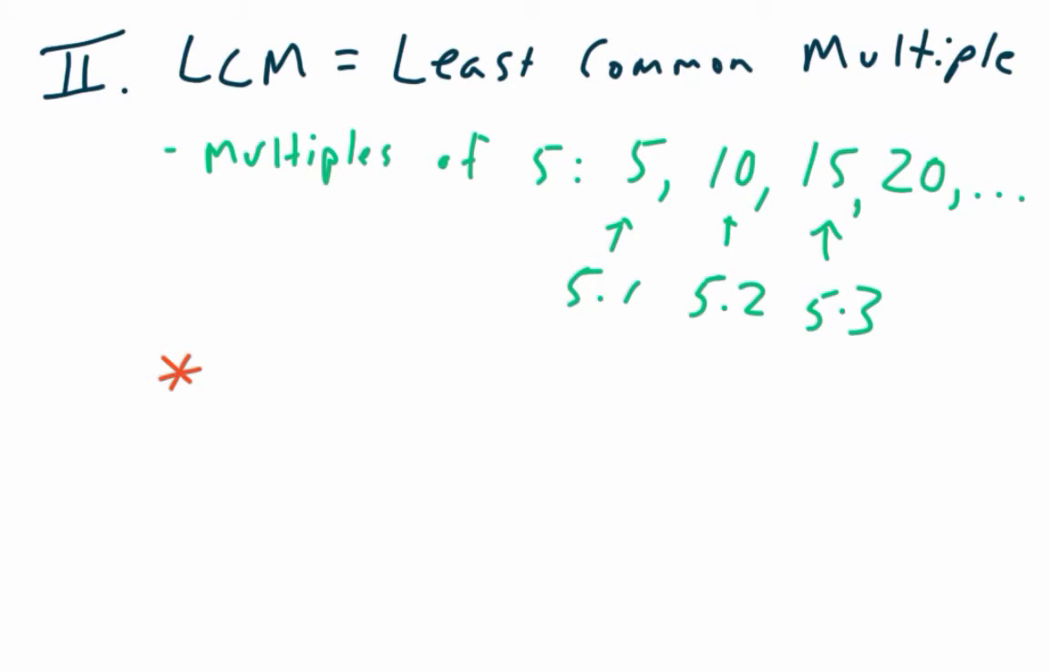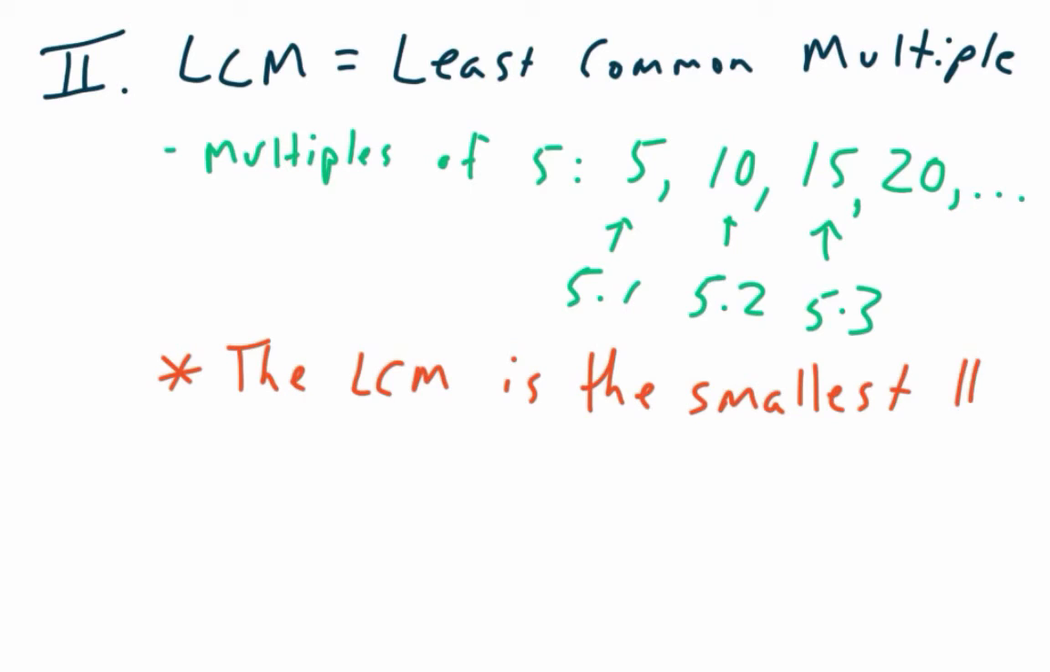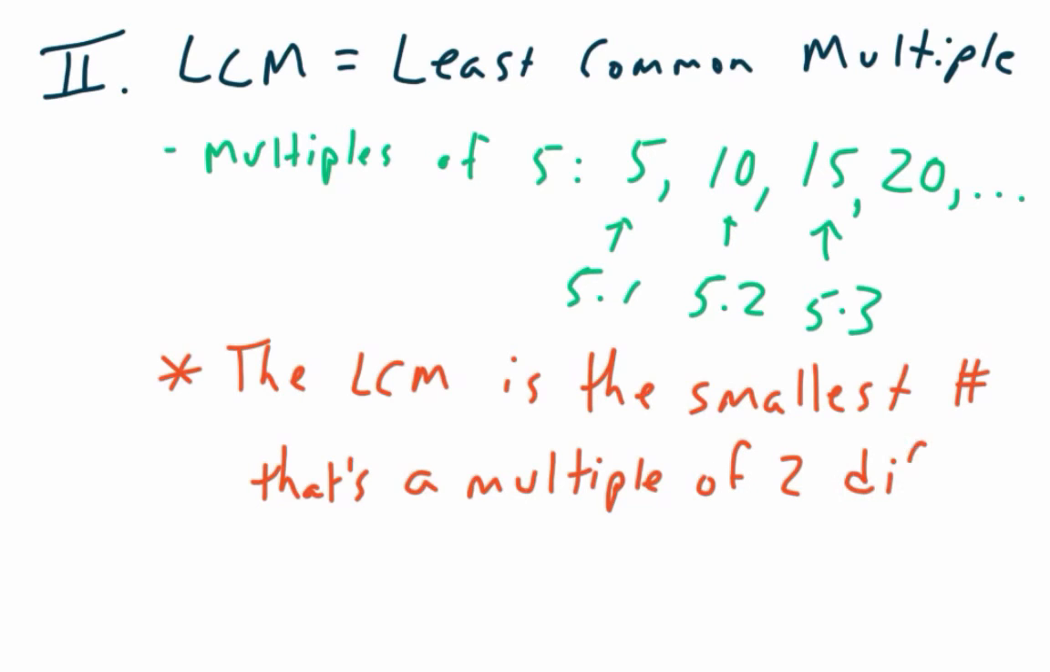I'm going to put a little star by it for dramatic emphasis and say that LCM, least common multiple, is the smallest number that's a multiple of two different numbers. So least common multiple is the smallest number that's a multiple of two different numbers.